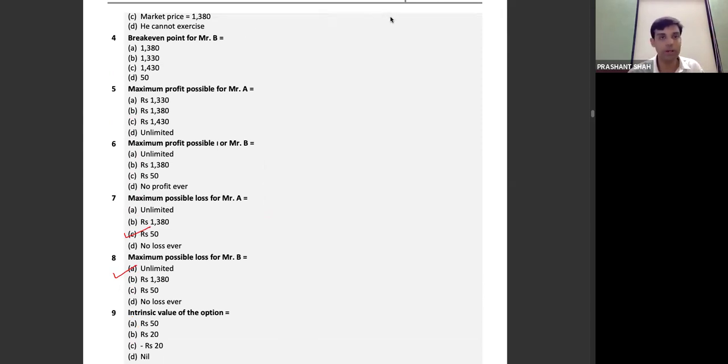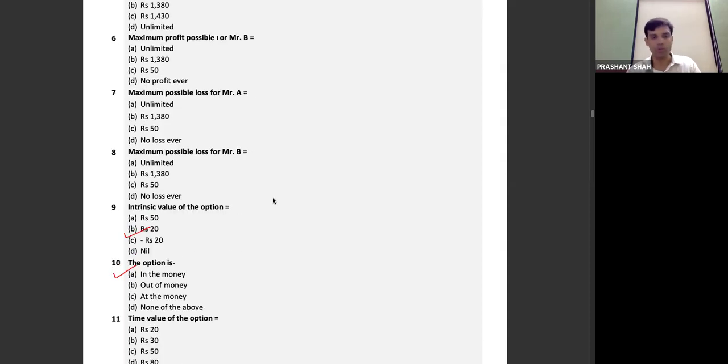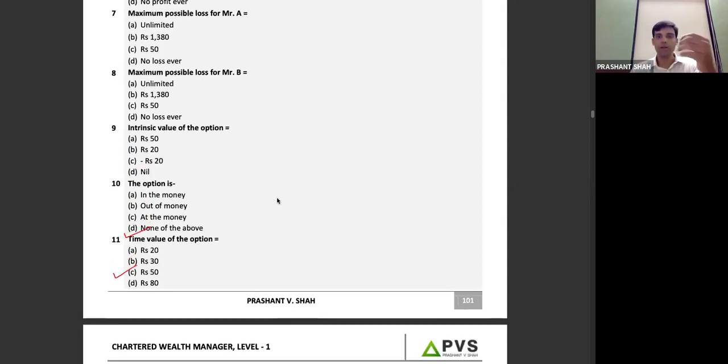Now, starting with one very interesting concept that is called intrinsic value. So, not teaching any separate theory. Let's understand here only. Now, the simple definition of intrinsic value says that it is the amount by which the option is in the money, or else it is zero.